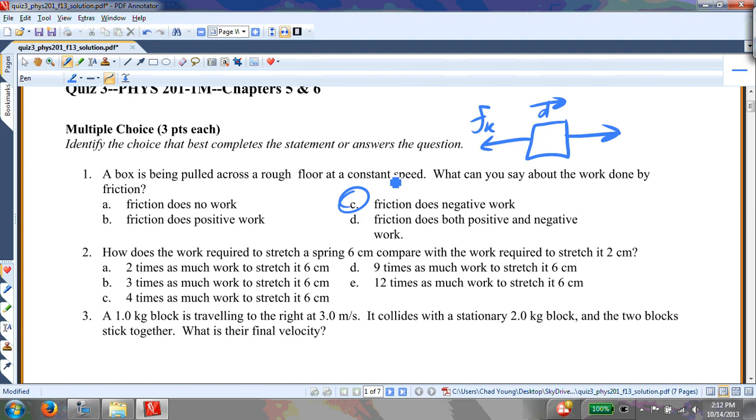How much work is required to stretch a spring 6 centimeters compared to 2 centimeters? That's a factor of 3 difference. Now the work required to stretch a spring is 1/2 kx squared, so if I increase this by a factor of 3, then that work, or the potential energy, is 9 times, because it's 3 squared, so the answer is D.